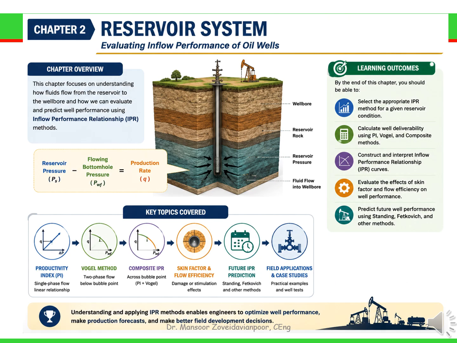We'll begin with the productivity index, or PI, which describes single-phase flow above the bubble point pressure. We'll then examine Vogel's method for two-phase flow, followed by the Composite IPR approach that combines both methods when the flowing pressure falls below the bubble point.